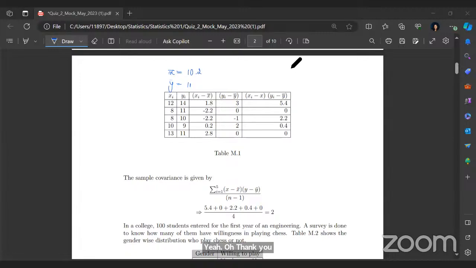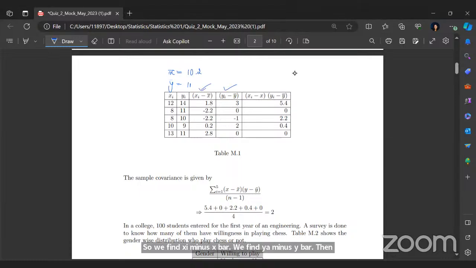Okay. So we find xi minus x bar, we find yi minus y bar. Then you need to do the product of these two, correct? Because you need to find the covariance. And covariance is given by the sum of (xi minus x bar)(yi minus y bar), divided by n minus 1, right? So this is what we are doing. Now you just multiply and this is what you will get.